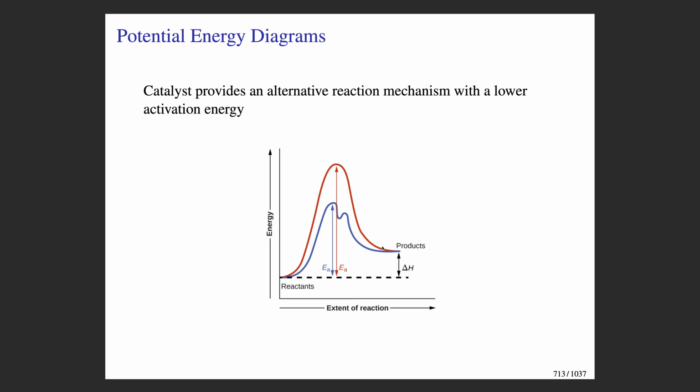Notice, however, that the energy of the reactants and products are unaffected by the presence of the catalyst. So the delta H is the same. Now what this implies then, because delta H of a reaction, as we will see, is related to the relative amounts of reactants and products that you'll have at equilibrium. Because the delta H is not affected by the presence of the catalyst, there'll be no effect on the distribution of reactants and products at equilibrium.